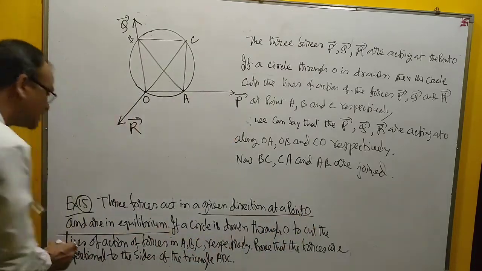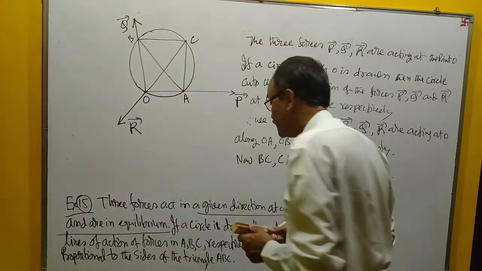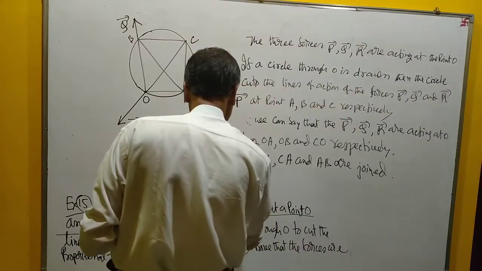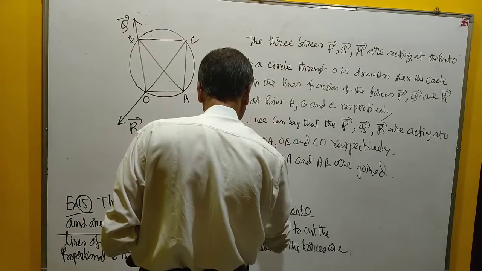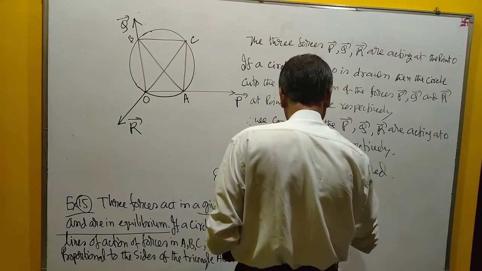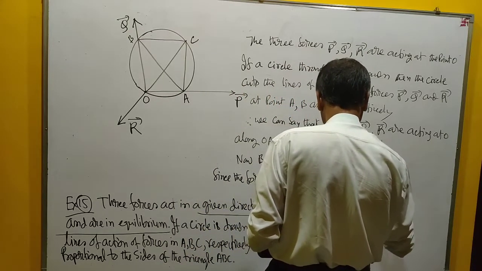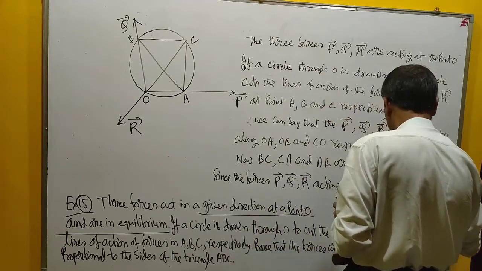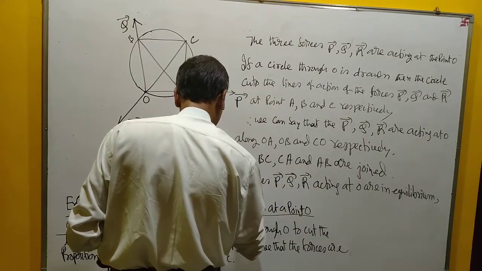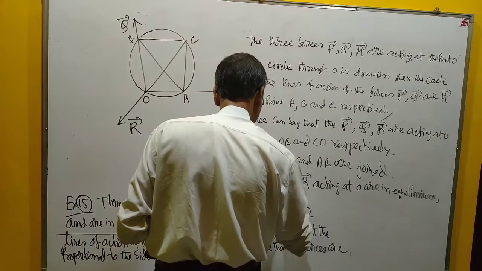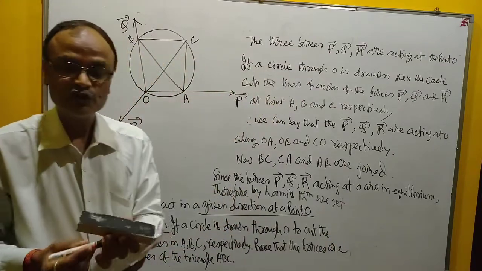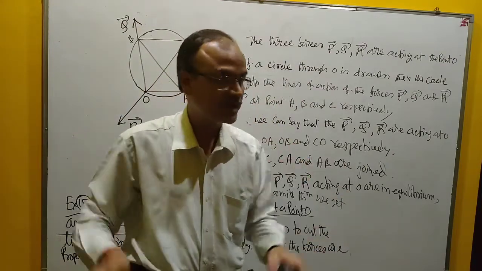It is given that the forces are in equilibrium. Therefore, you can apply Lami's theorem. Since the forces P, Q, R acting at O are in equilibrium, by Lami's theorem the magnitude of each force is proportional to the sine of the angle between the other two.